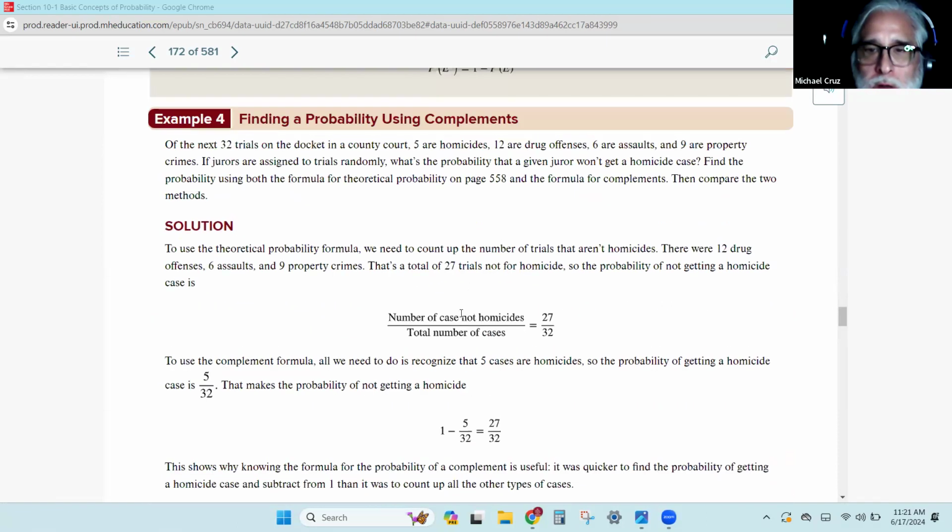All right. Of the next 32 jurors on the docket in a county court, 5 are homicides, 12 are drug offenses, 6 are assaults, 9 are property crimes. If jurors are assigned to trials randomly, what's the probability that a given juror won't get a homicide case? Find the probability using both the formula for theoretical probability and the formula for complements.